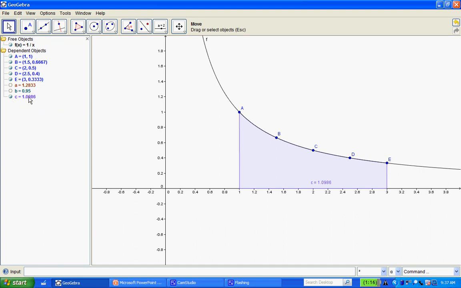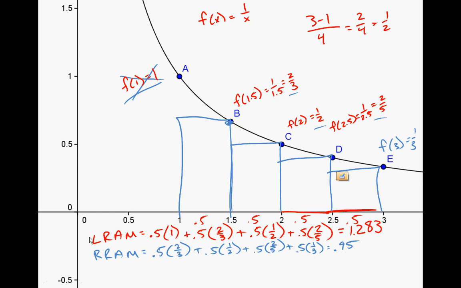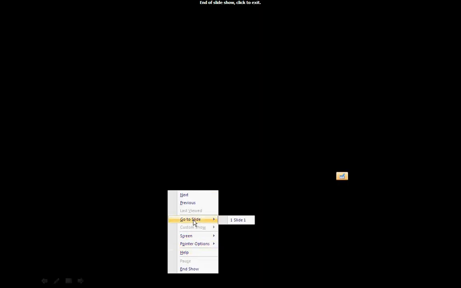And then if I turn that off and turn this one on, I can see the exact area is 1.0986. And if I double click here, you can see the calculation. All right, it's not working. Oh, there you go. You can see that. What I calculated is the integral of 1 over x from 1 to 3. Okay, and so that's the exact area, and we will learn how to do that in the future.